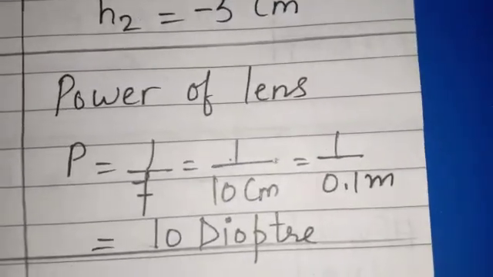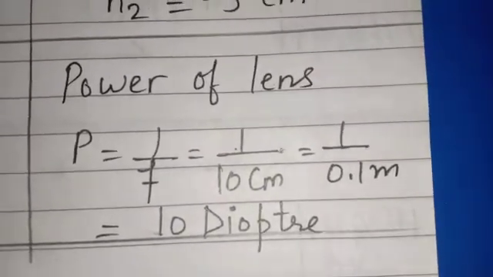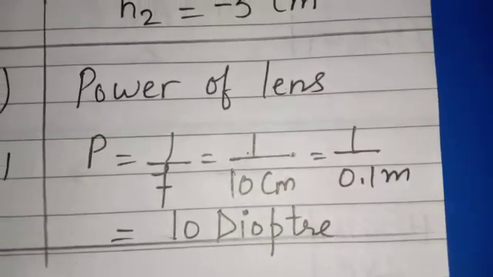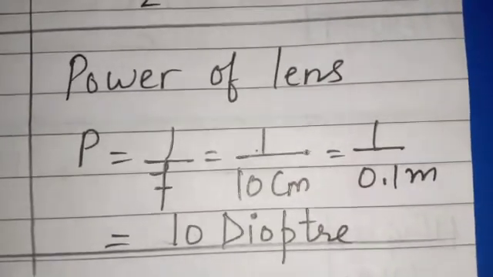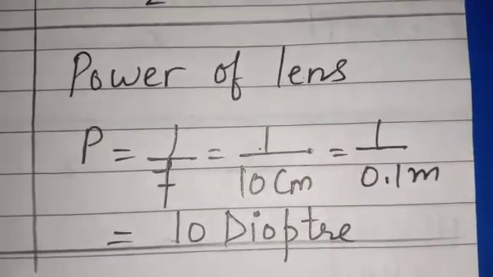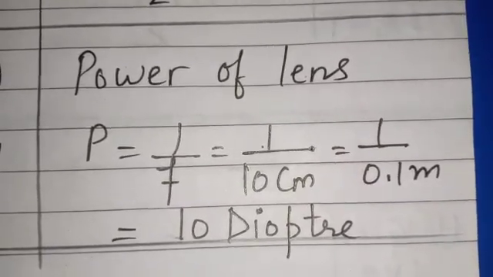And the power of the lens will be 1 upon F, that is 1 upon 10 centimeter. You will convert it into meters. It will be 0.1, so the power is equal to 10 diopter.